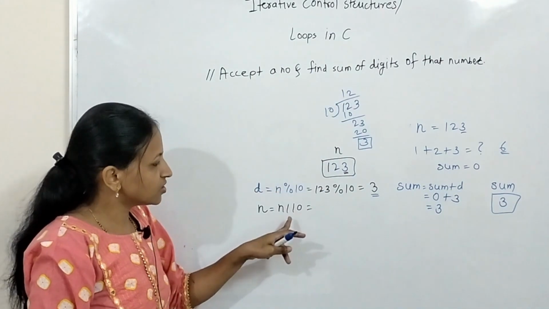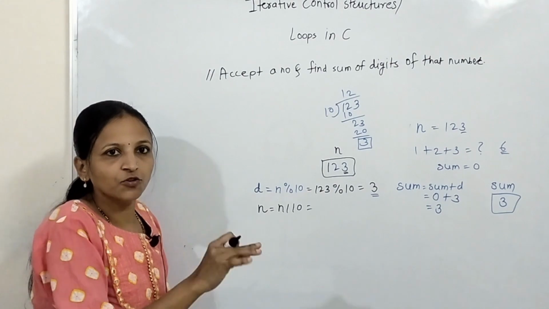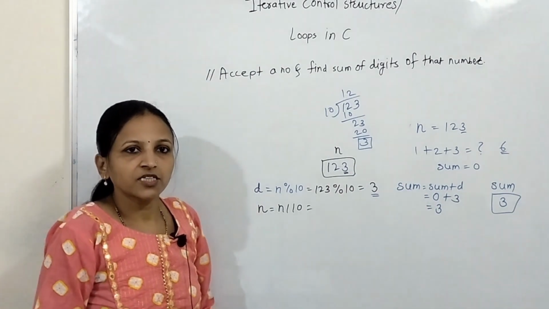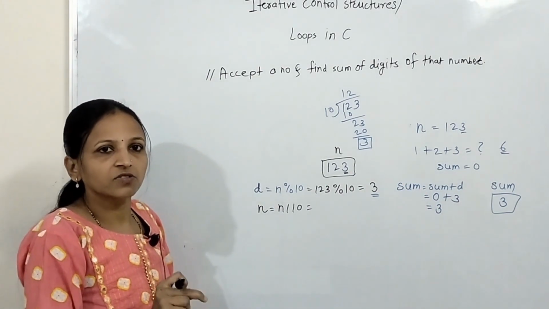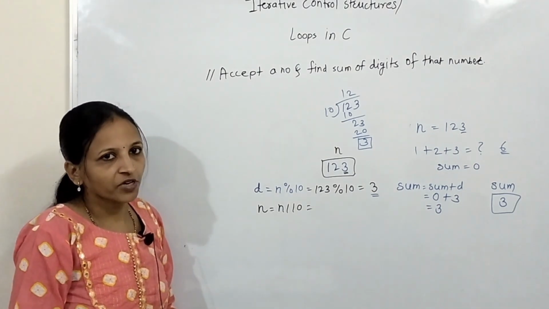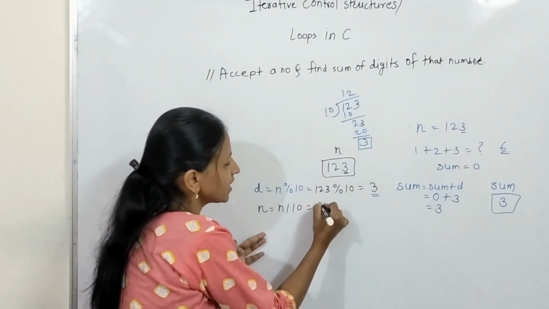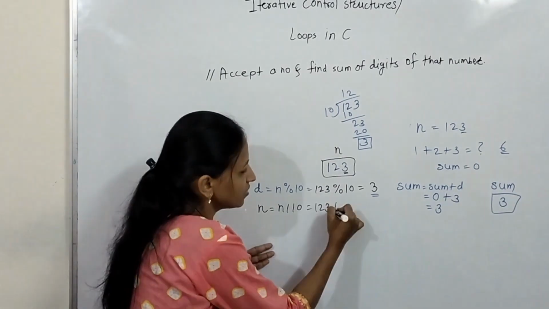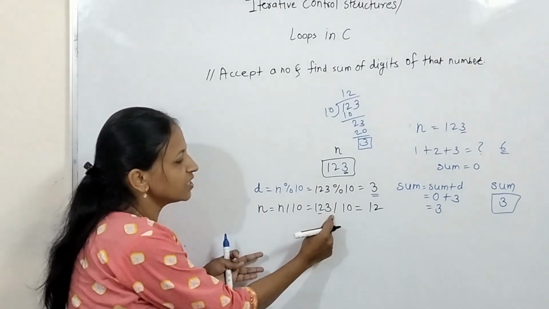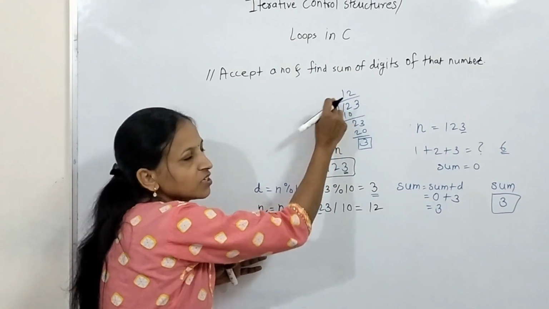We know that this division operator, if both the operands are integers, then it always gives you an integer. Numerator and denominator both being integers, the division operator gives us the whole result, not the result in floating point format. That's why n divided by 10, currently n is 123, we will get 12. Here we are using division, and earlier we used modulus. Modulus will give you the remainder, division will give you the quotient.